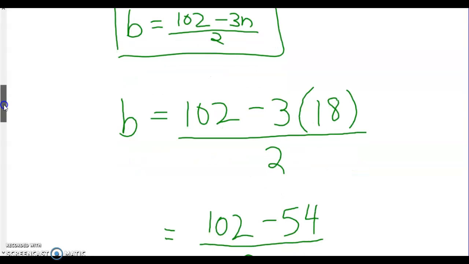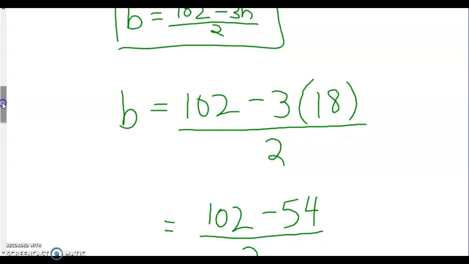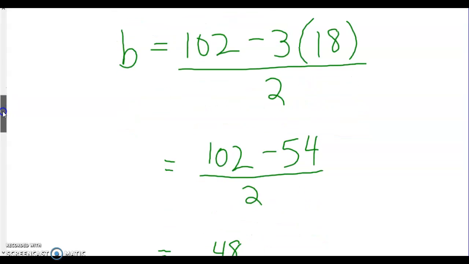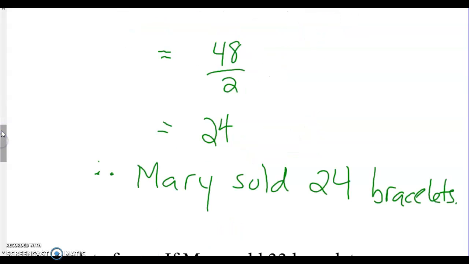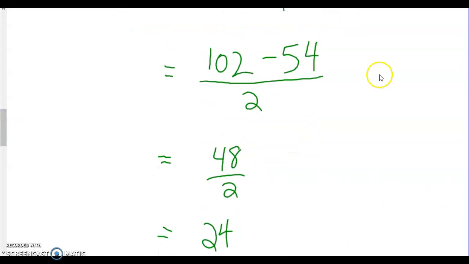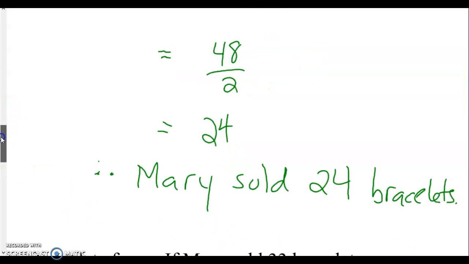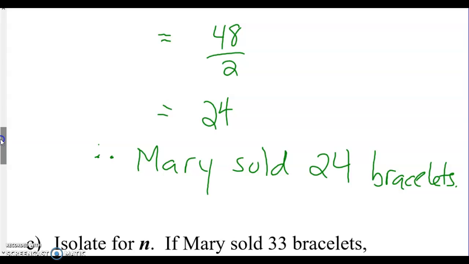Now I'm going to substitute in 18 for the number of necklaces sold, and I will determine how many bracelets were sold. So 102 minus 3 times 18, all divided by 2. We follow BEDMAS. 3 times 18 is 54. Subtract. Sorry, I went a bit quick there. I'm going to subtract in my numerator. Gives me 48, divide by 2, and we end up with 24. So don't forget this is a word problem, so I'm going to end with a therefore statement. Therefore, Mary sold 24 bracelets.